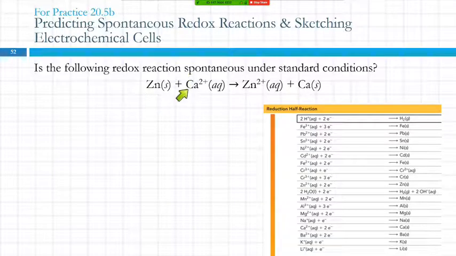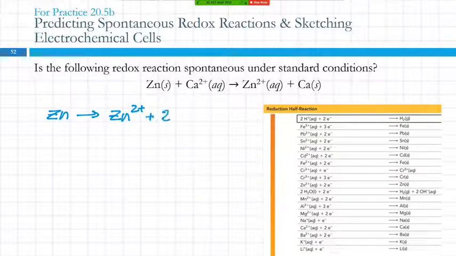Let's look at this one. Zinc metal with calcium ion, making zinc ion and calcium metal. Well, what's going on here? I've got zinc going to zinc ions. So for that to happen, I'm losing electrons. And I've got the calcium gaining electrons to make calcium metal.